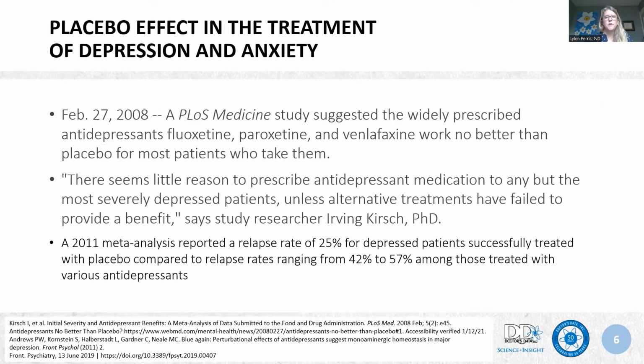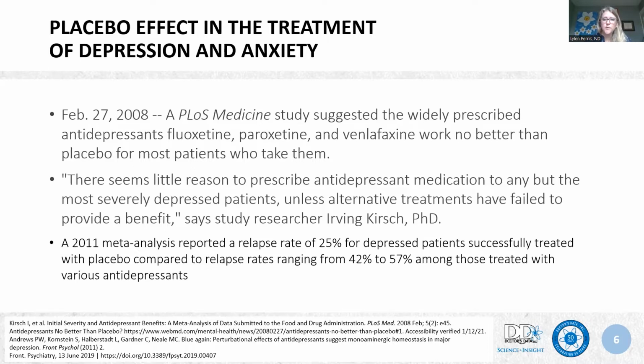Despite these drugs being commonly prescribed, a study in 2008 found that paroxetine, fluoxetine, and venlafaxine worked no better than placebo. A meta-analysis in 2011 reported that the relapse rate among depressed patients given antidepressants was up to 57%, while the relapse rate for those given placebo was only 25%.